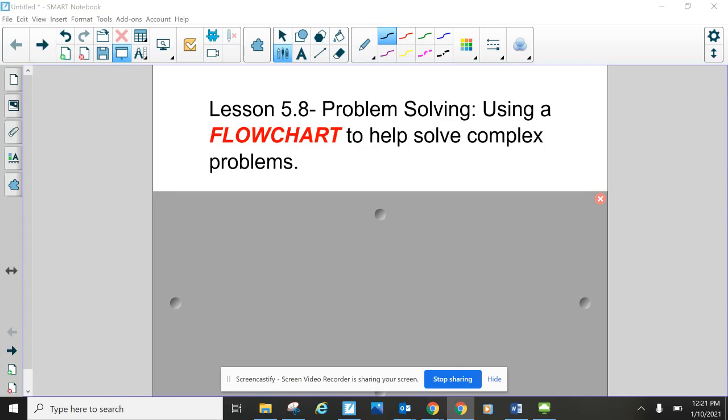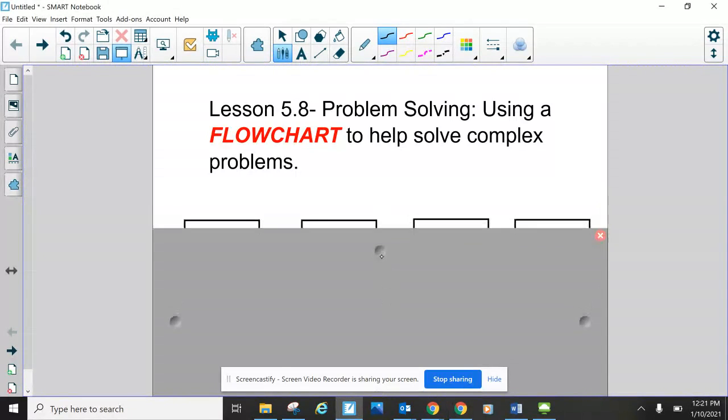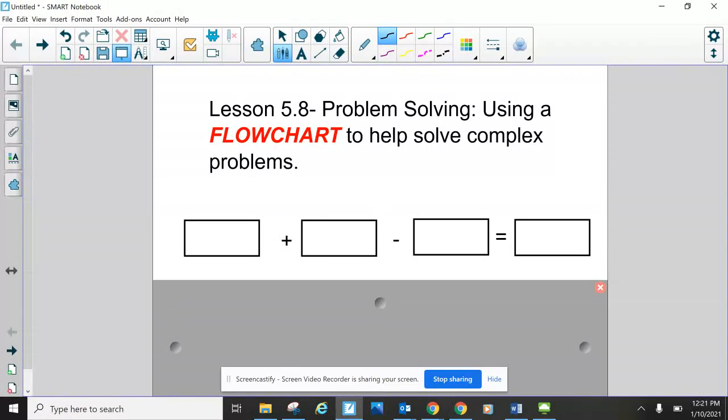Okay, so today we're going to be doing lesson 5.8, which is a problem-solving lesson, and we're going to be using a problem-solving strategy called a flowchart to help us solve some complicated problems. A flowchart is really just a series of boxes that help us to understand a more complicated problem. So we might put boxes together like this, where the first box is one thing we add to the second box, and then we subtract from the next box, and then when we do that, we get a total. And it helps us to organize a more complicated problem.